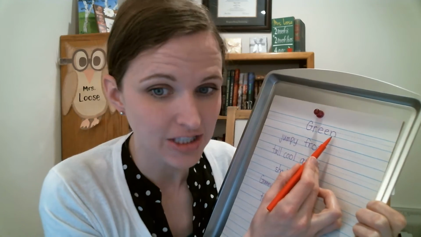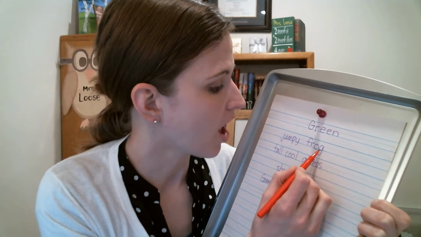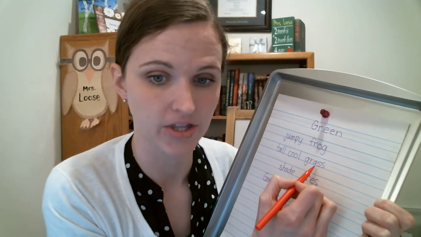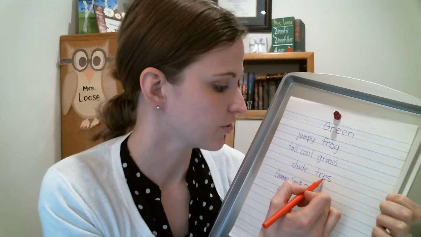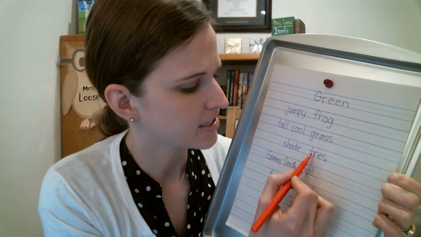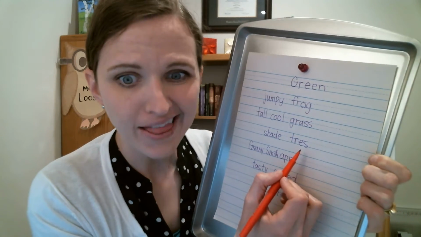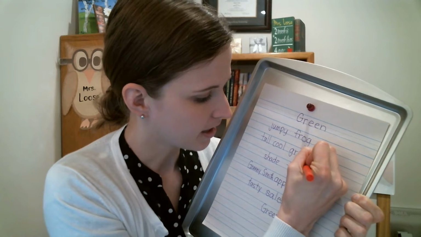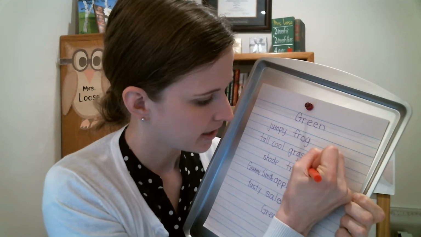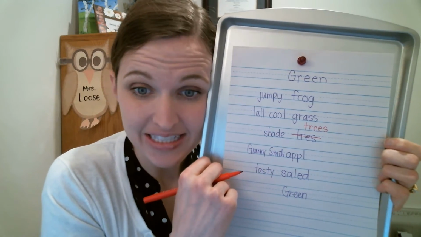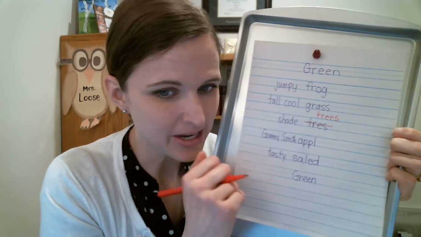Green, that one's correct. Jumpy frog, that's good. Tall, cool grass. Everything there sounds good. Shade trees. This doesn't say shade trees, it says shade trace. I left out one E, so I'm going to write the word correctly above it and cross off the mistake. So that way, when I copy it, I can see the correct way to do it.